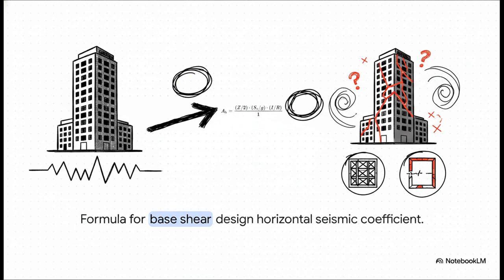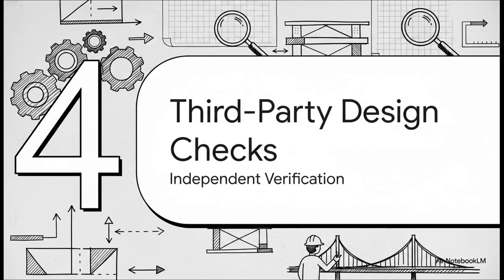If you apply that to just an ordinary non-ductile frame, you're leaving your design unconservative by roughly 40%. That is a massive risk. Next up, Section 4, Independent Third-Party Design Checks.